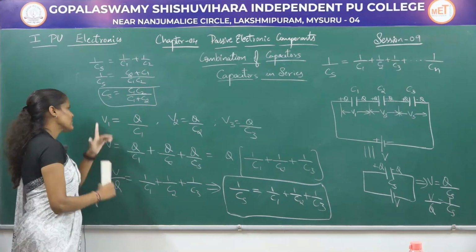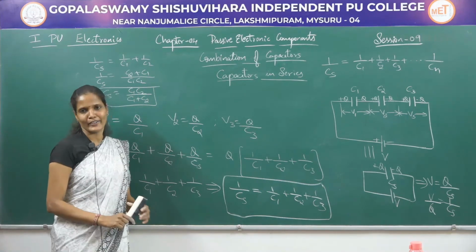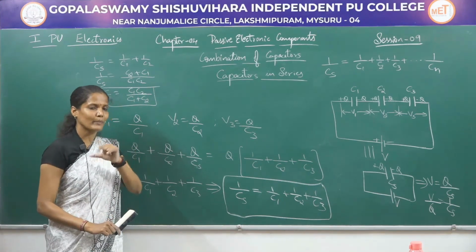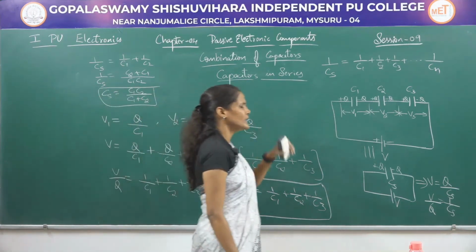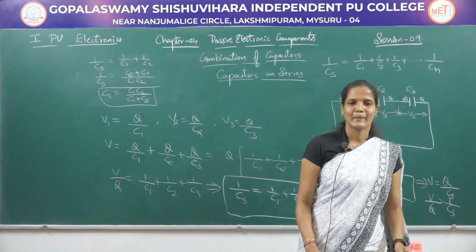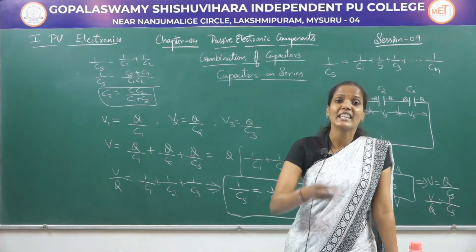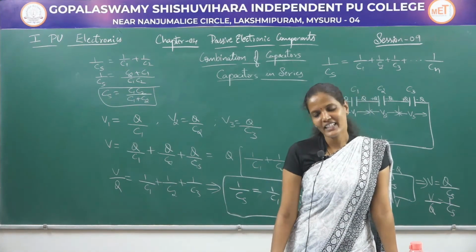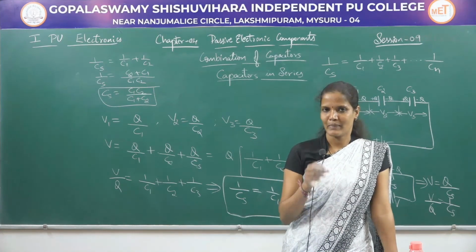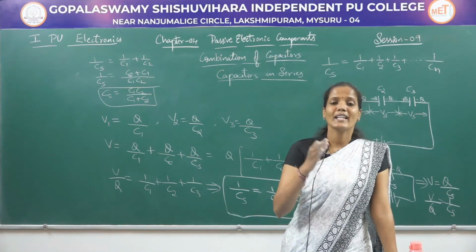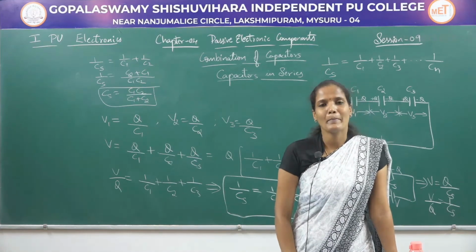So this is a simple formula to find the capacitance of two capacitors connected in series, and this is the formula to find the capacitance of n capacitors connected in series. Now let us derive an expression for the capacitance of a capacitor when the capacitors are connected in parallel.